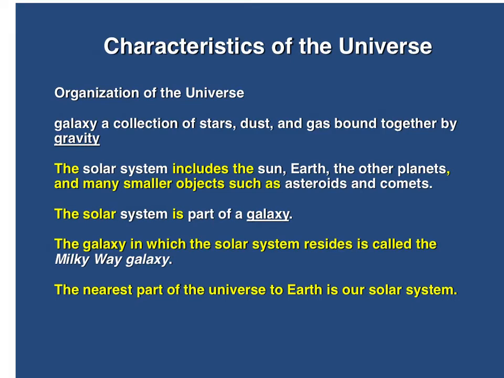We live in the Milky Way galaxy. You probably know the Milky Way galaxy is kind of a medium-sized galaxy, and it's a spiral galaxy, as we'll look at in a moment here. The nearest part of the universe to the Earth is our solar system. So our kind of neighborhood in the universe is our solar system.